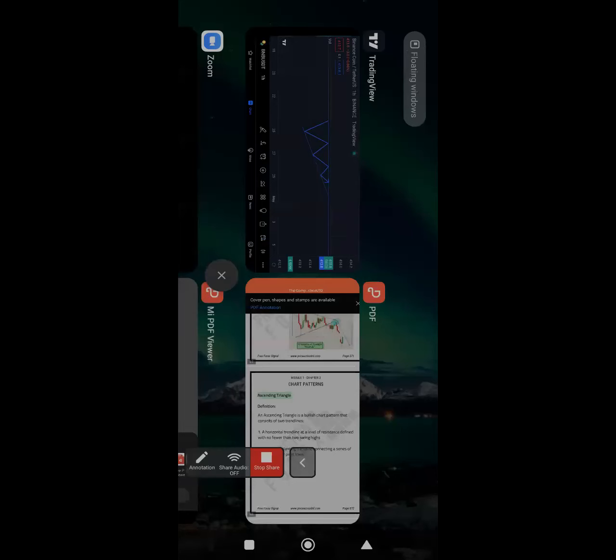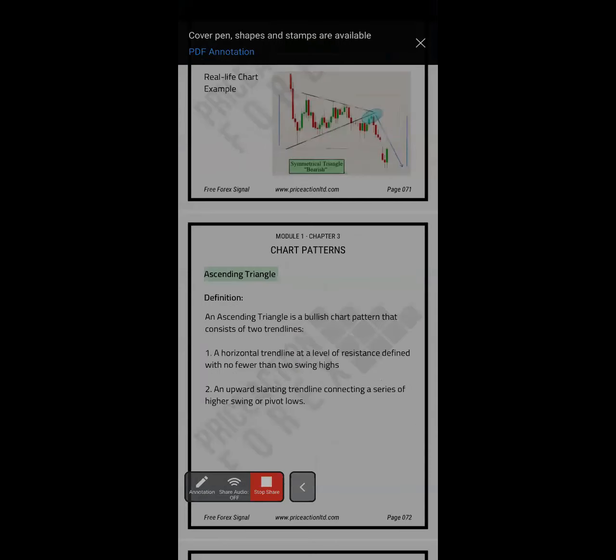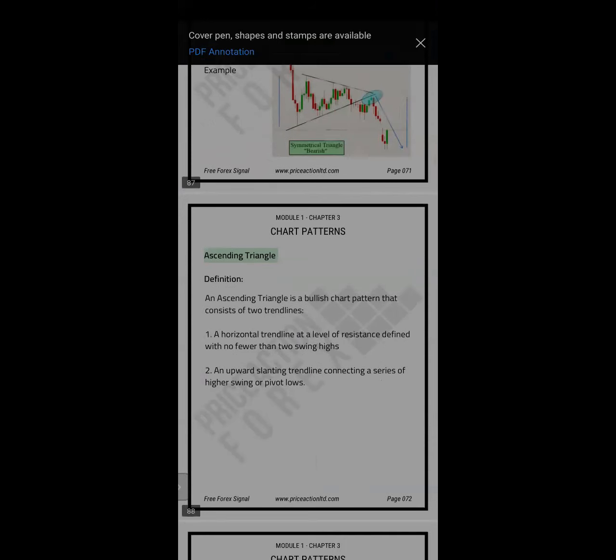Just wanted you guys to be aware. He said a horizontal trend line at a level of resistance, defined with no fewer than 2 swing highs. There should be at least 2 highs or 2 lows. This is why they told you no fewer than 2 highs. Then an upward slanting trend line connecting a series of higher swings or pivot lows.